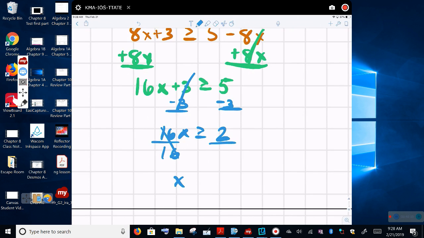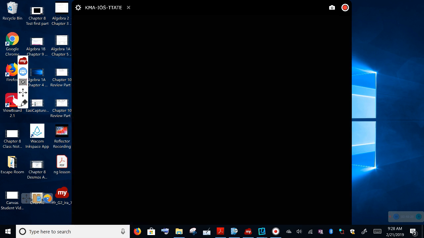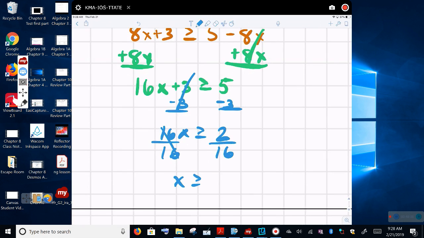I'm dividing, do I need to flip the sign? No, it's only dividing by a negative or multiplying by a negative. So I keep the sign the same. So I do get 2 over 16. That's fine. You can get fractions in real life. You can get decimals. But we have like coins instead of just dollars.